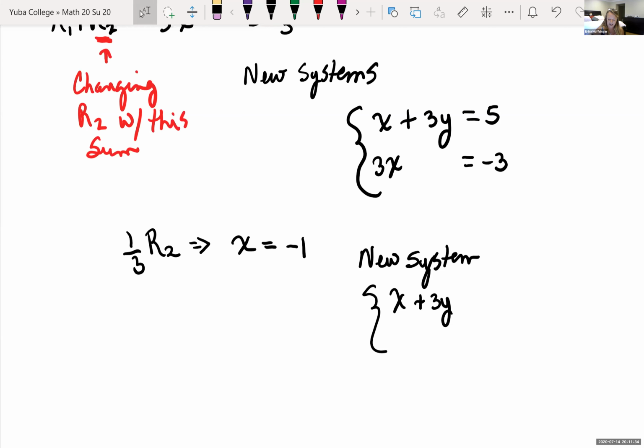So I'm trying to solve for x here. One way I can think of it is multiplying both sides by 1/3. It's just the reciprocal of 3. Okay. And so if I do that, then I get x equals negative 1.